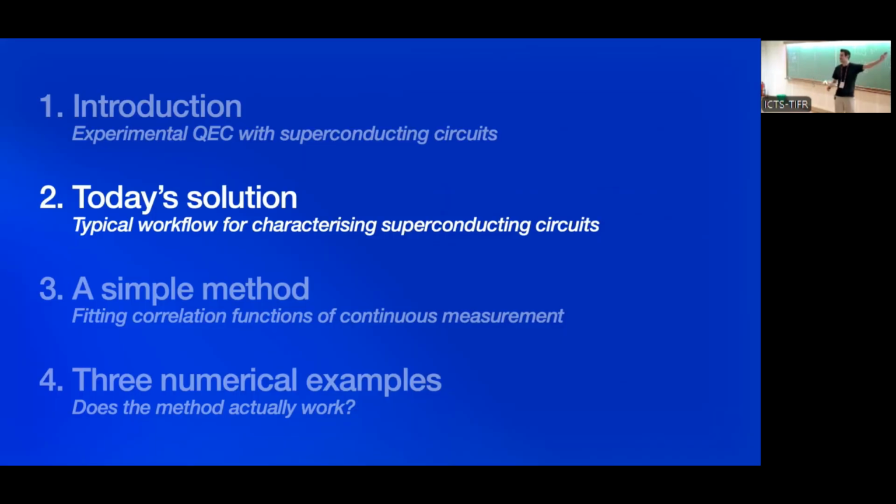All right. So this is the challenge we have, and I'll show you today's solution and why I think it's a little unsatisfactory. And then we can move on to maybe new methods to characterize these systems.